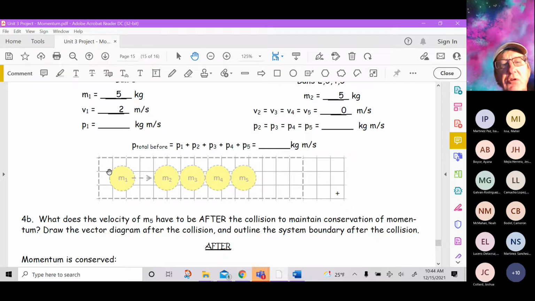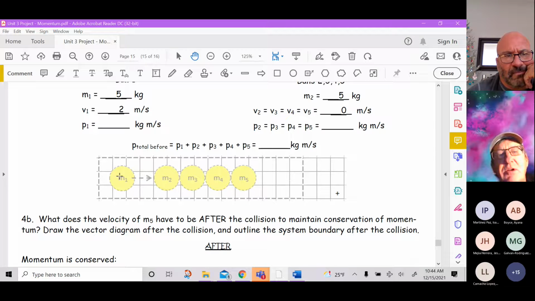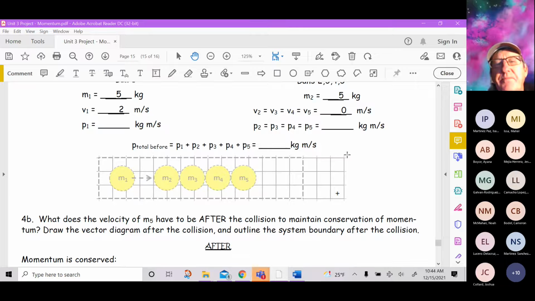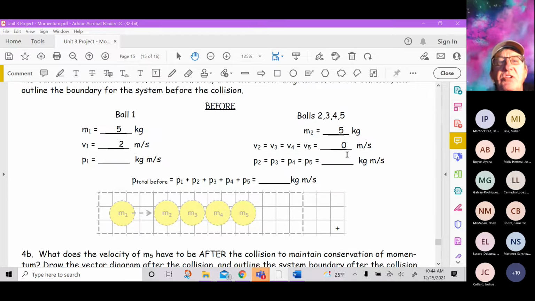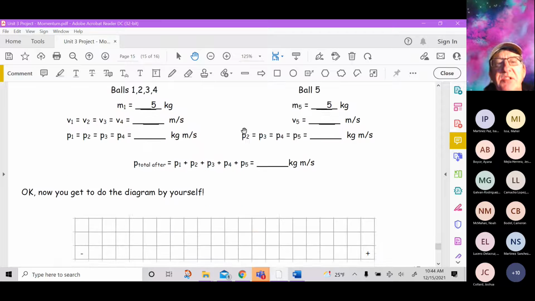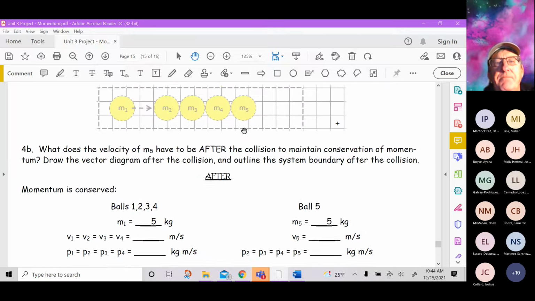So imagine that this is the cradle where the balls are moving. M1, ball number 1 with its mass, that's why it's M1, comes swinging into the system, hits these guys that are not moving, which moves this one out. So once again, we're going to start with only analyzing the system before the collision. After we do that, we'll analyze the system after the collision. Okay?